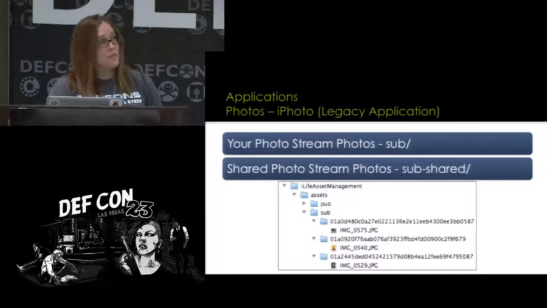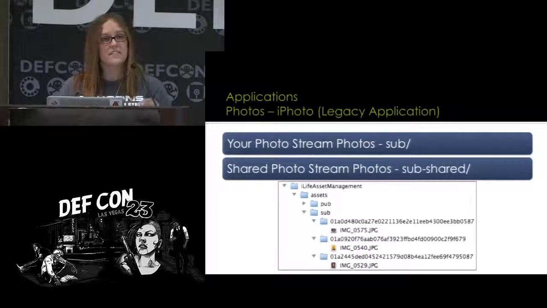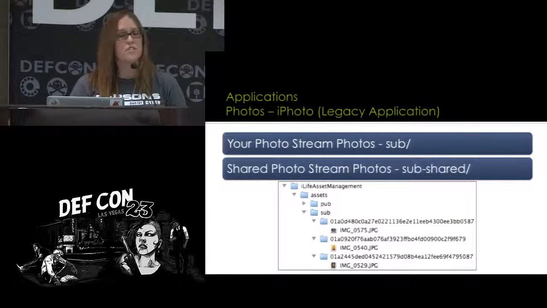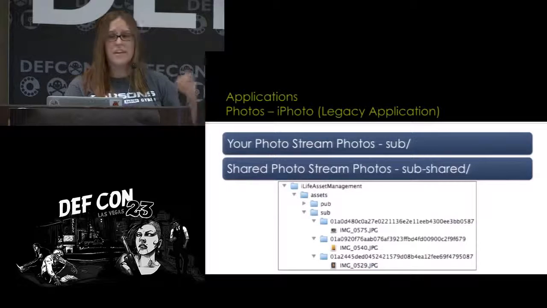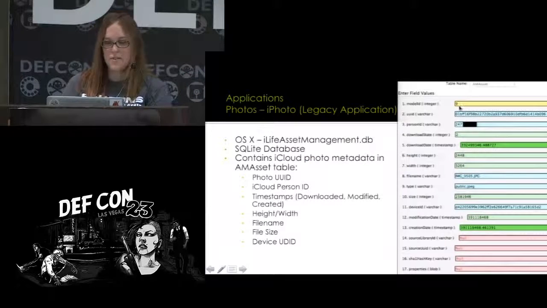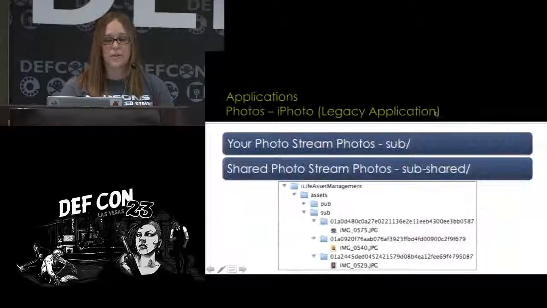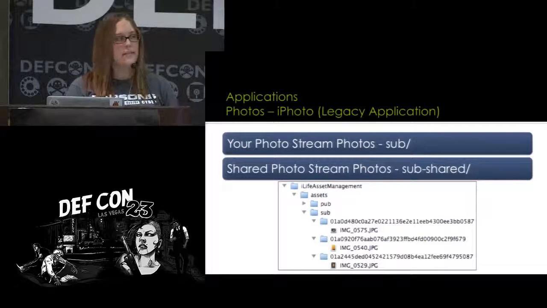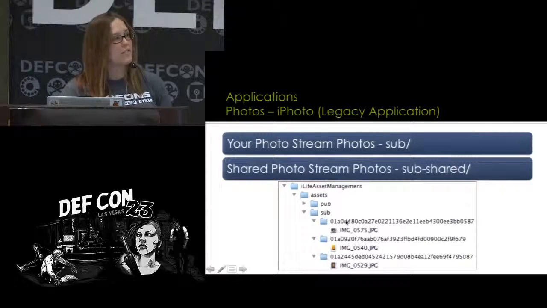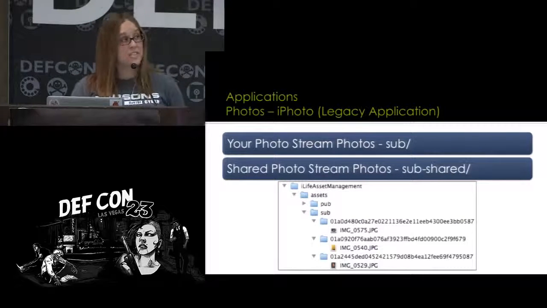You also have photo stream photos. Your photo stream photos are stored in /sub. If you have a shared album, those are going to be in sub-shared. And each one is stored under this hash, and this is that UUID for each particular photo. So if you're looking for a particular one, you find some interesting metadata in that database, you can go find it by that UDID. Search for that file name, for that directory, and you get the photo that's particularly interesting to you.